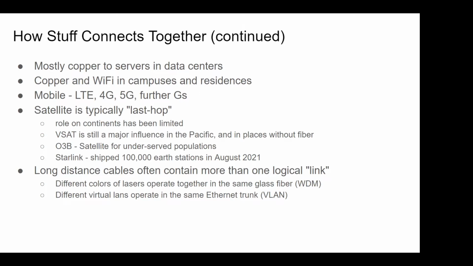Expect Starlink to have an influence going forward. Long distance cables, if you see a reference to a long distance cable between points, they often aren't really one link. They always have more than one logical link. Sometimes that's done on a single fiber. They have different colors of lasers that operate together in the same glass, and that's called wavelength division multiplexing. You'll also see different virtual LANs operating on the same Ethernet trunk, which are referred to as VLANs. These are all Googleable terms for you to check back later.